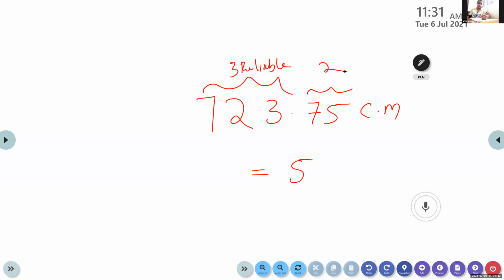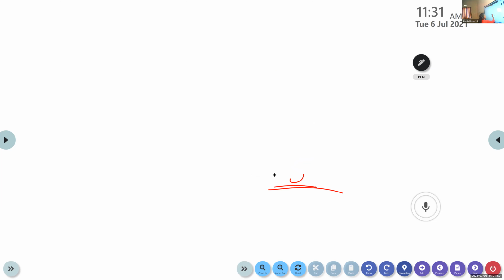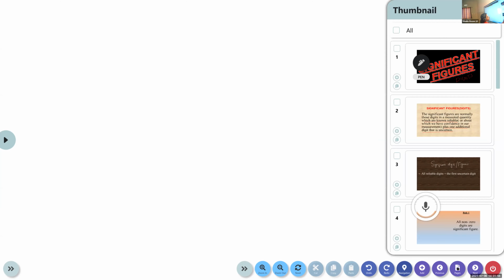So 3 plus 2 is equal to 5. Okay. So now let us see the rules that we use to find out the significant digits present in a measured value.